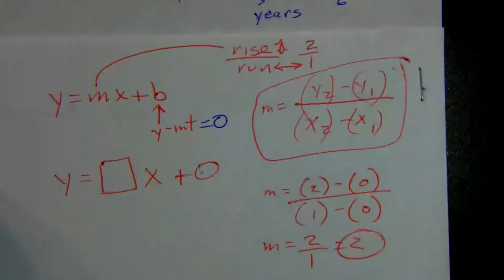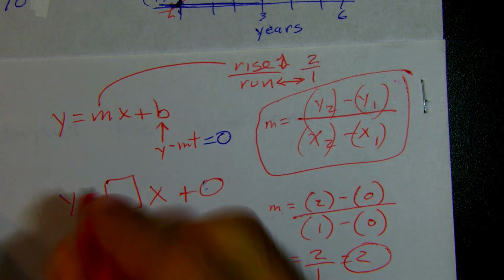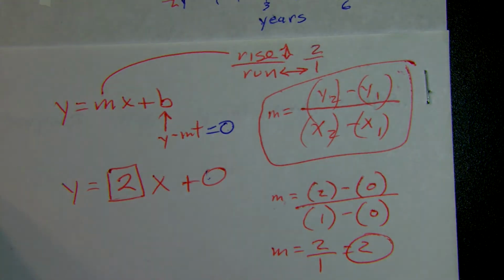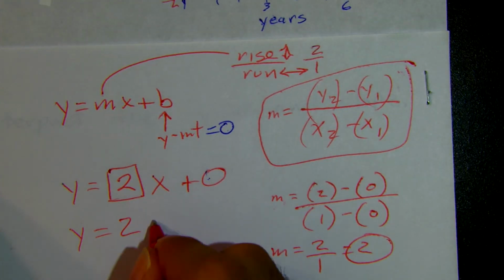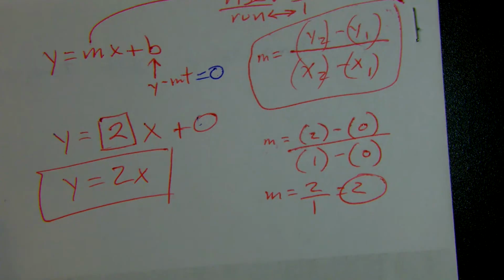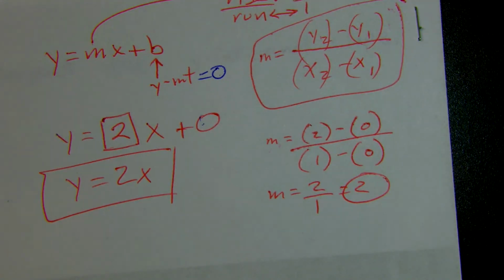Okay. So we're going to go ahead and finish this up. I'm going to put 2 right there. I'm going to clean it up. Y equals 2x. That's my linear equation. All right.